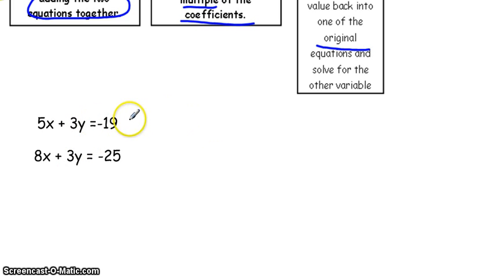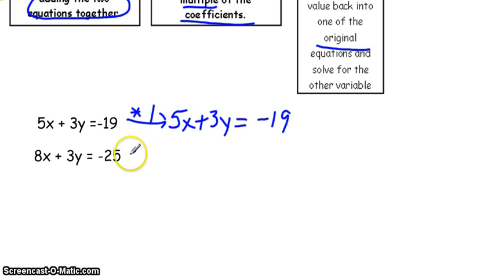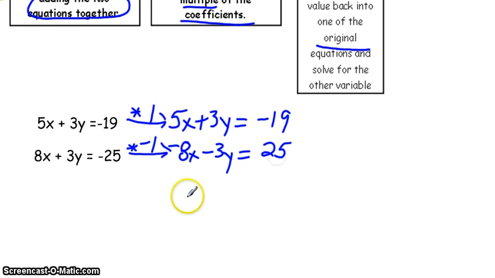So I'm going to multiply the first equation by positive 1, which won't change it. So I'll have 5x plus 3y equals negative 19. I'm going to multiply my second equation by a negative 1, and that's going to give me negative 8x minus 3y equals a positive 25.